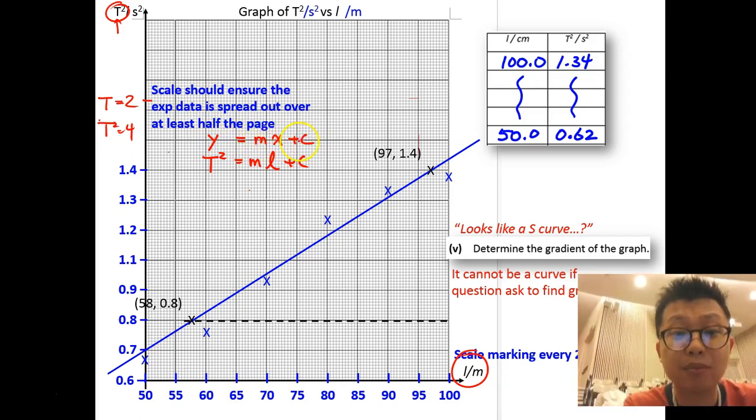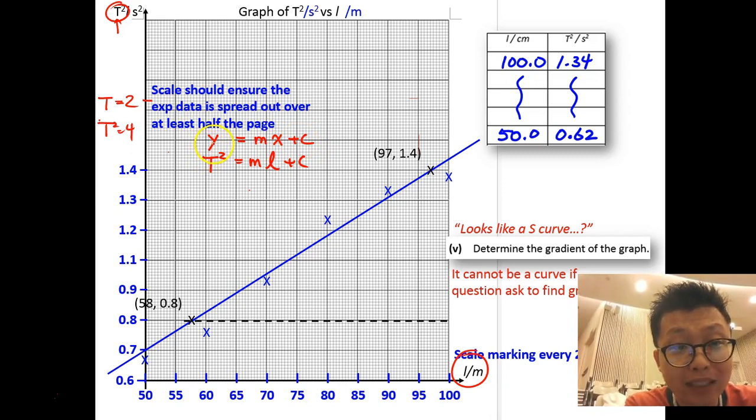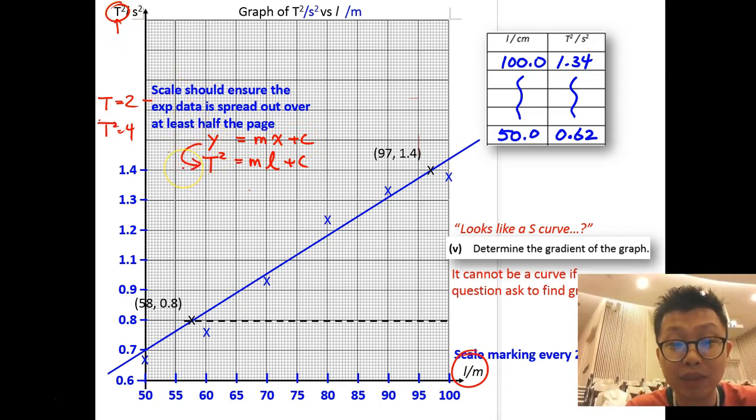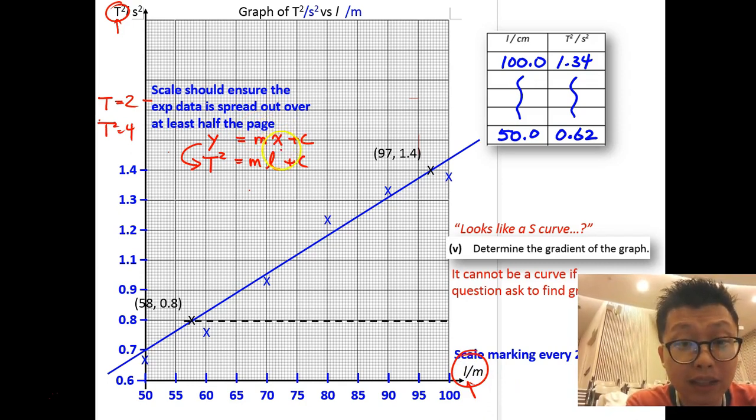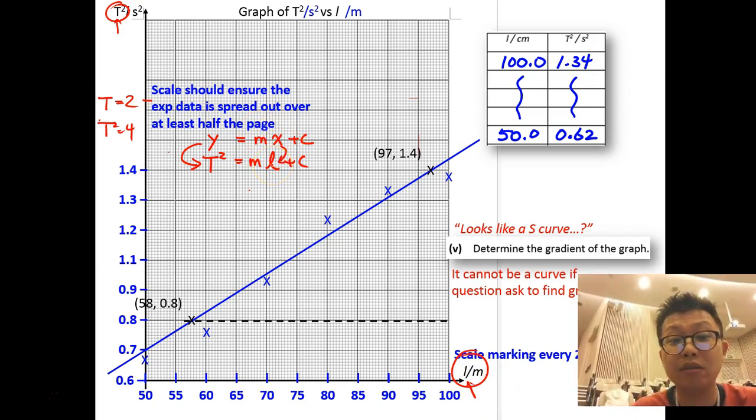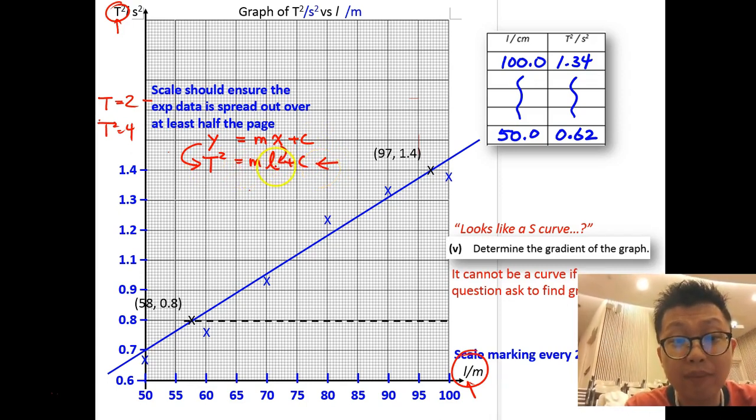y equals to mx plus c. But now because your y-axis is called t squared, that's why I changed the y to become t squared. Then what happened to my x? Your x-axis is now called L, so that's why your x is now changed into L. So you follow this equation: t squared equals to ml plus c.